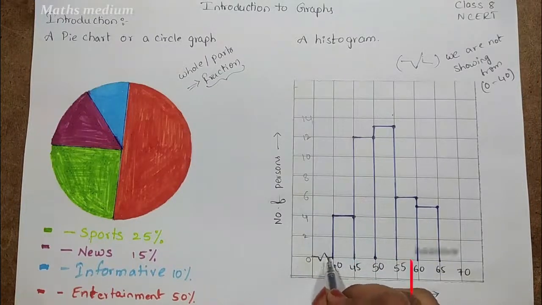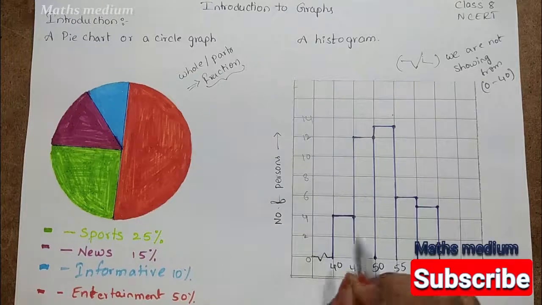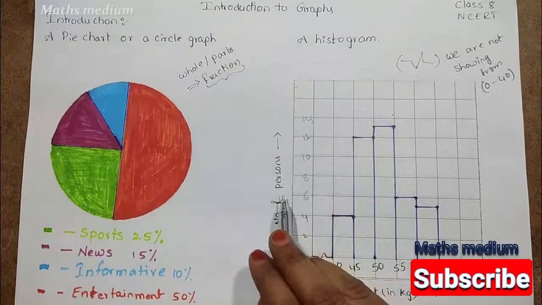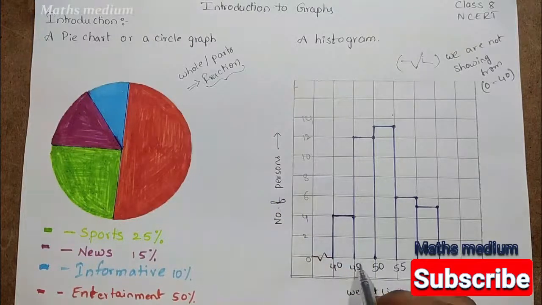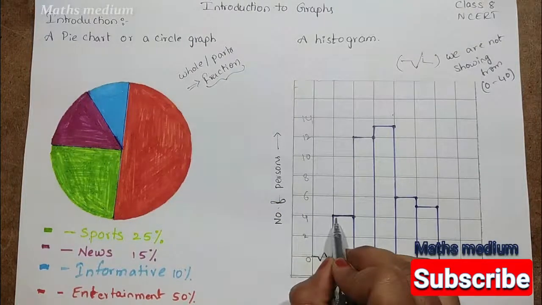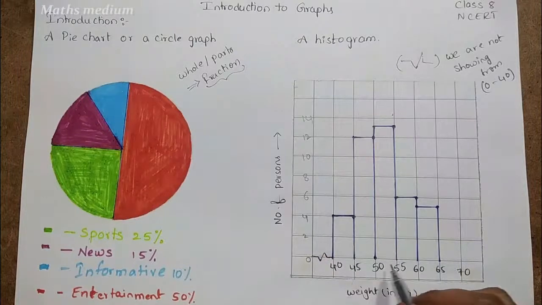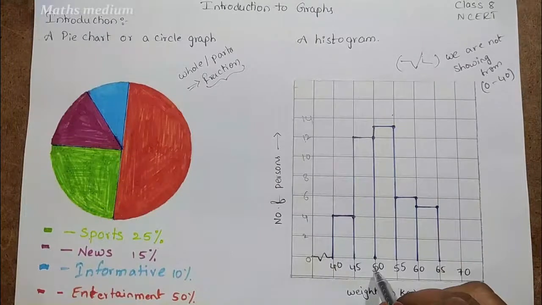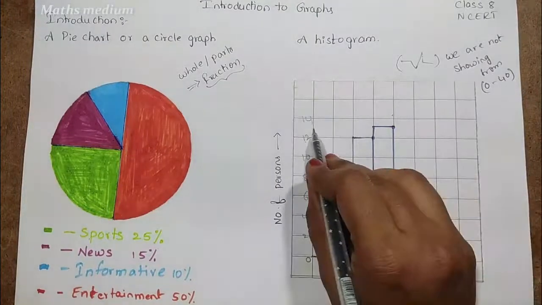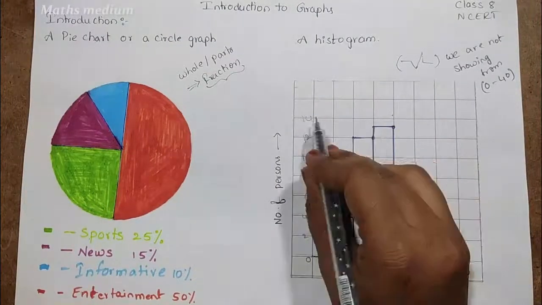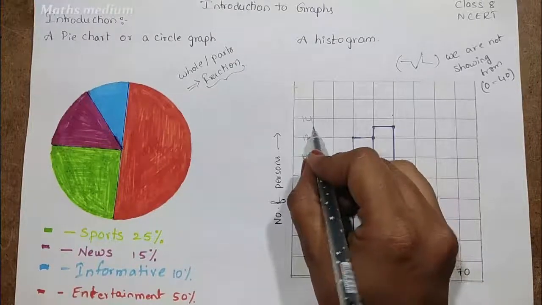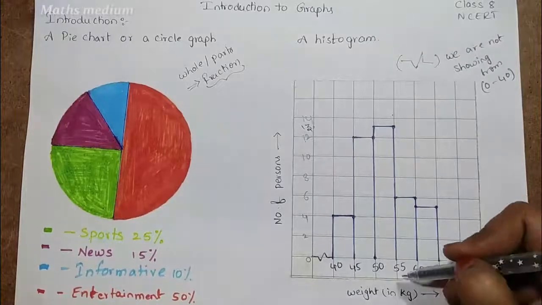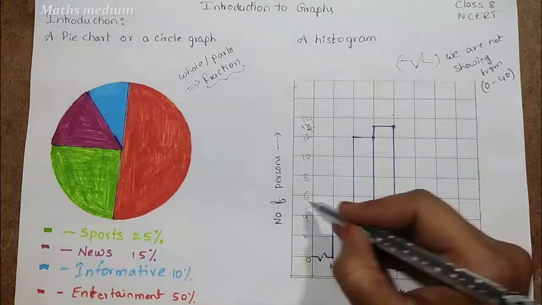So for that purpose, we are using this jagged line. This is weight in kgs and this is number of persons. Between 40 to 45, there are 4 persons. Between 45 to 50 kgs, there are 12 persons. Between 50 and 55, there are 13 members, because this is half of between the 14 and 12. So obviously here 13. So 13 are there. And 55 to 60, there are 6 persons.